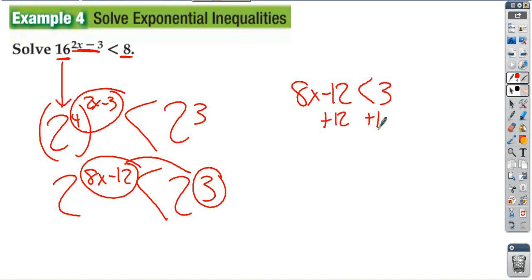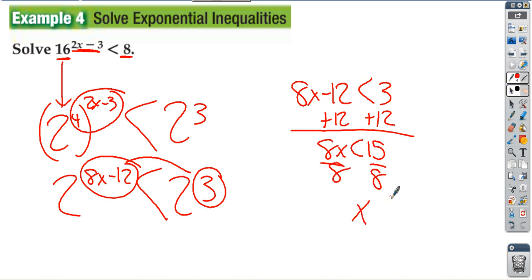So we'll add 12 to both sides. We would get 8x is less than 15. Divide by 8, and we would get x is less than 15 over 8. And we can test that out by plugging in any number that's less than 15 over 8, and it should give us something which is true. And I think it would if you tested it.